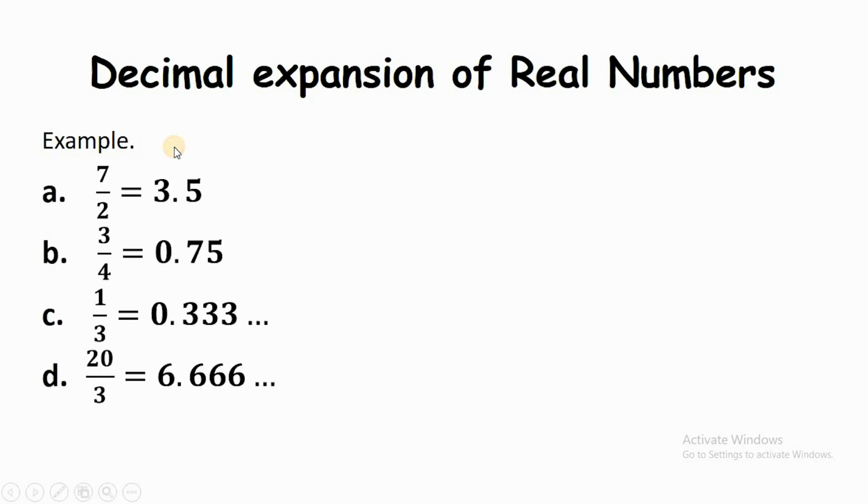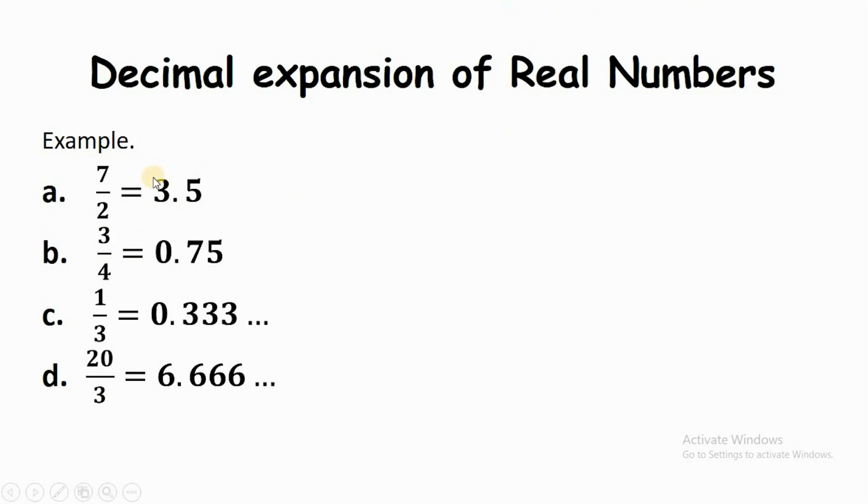Now we have already learned that real numbers are classified as rational numbers or irrational numbers. So first we'll take a few examples and see whether these are rational or irrational. In the first example A, we have 7 by 2 is equal to 3.5, and 7 is an integer, 2 is an integer, so 7 by 2 is rational. Again 3 by 4 is also rational, 1 by 3 is also rational, and 20 by 3 is also rational, and all the rational numbers are real numbers.